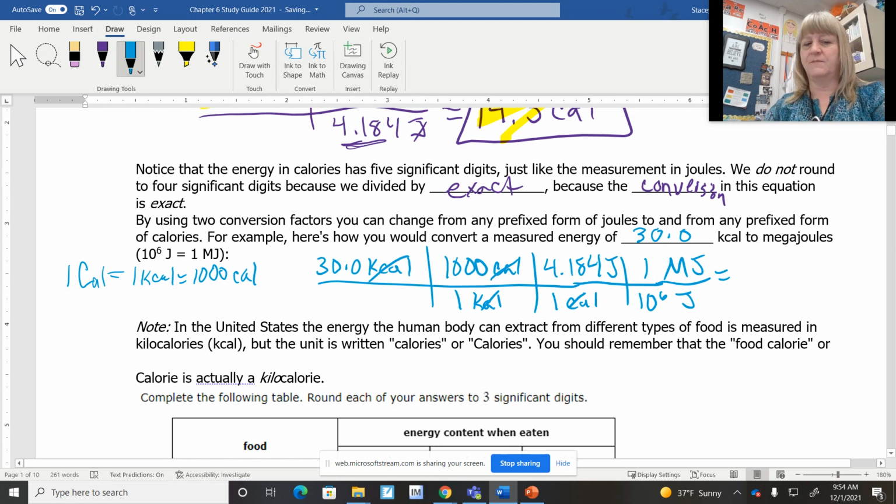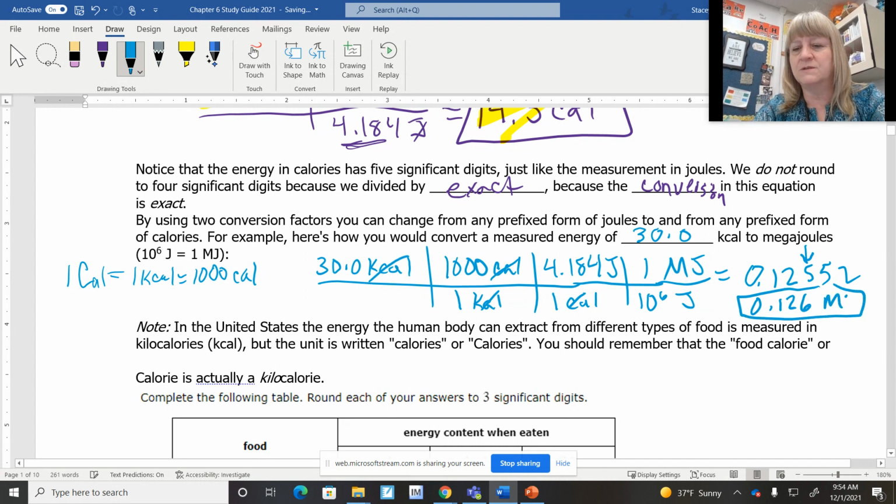So I'm putting in my calculator: I would put 30 times 1,000 times 4.184, and then I would divide it by, and you can use parentheses if you want to, 10 to the 6th power. Make sure you come down and hit enter. Now, if you're following along with me, you should have got 0.12552. That's calculator throw up. Okay, we only want 3 significant figures, so we look to this one, which is the third one. It will round up, so I should report 0.126, and that would be megajoules.